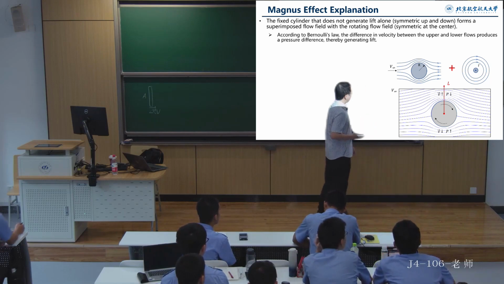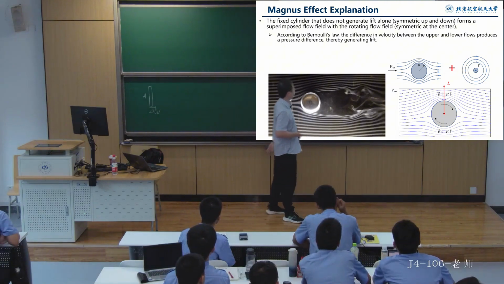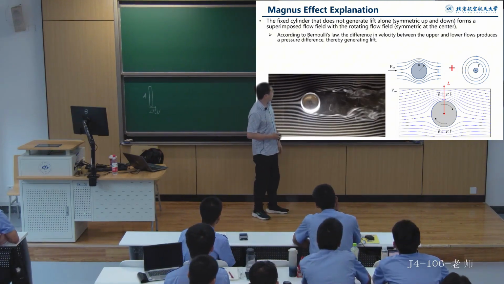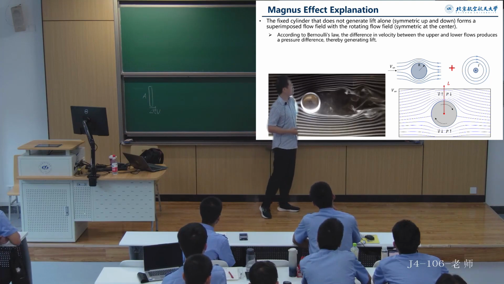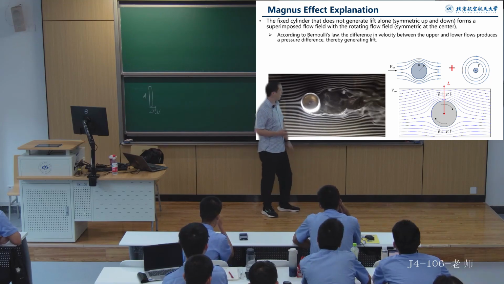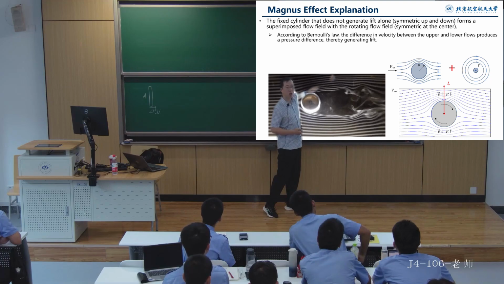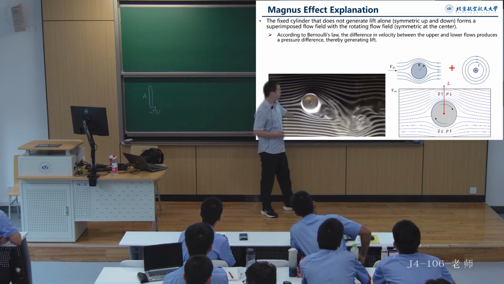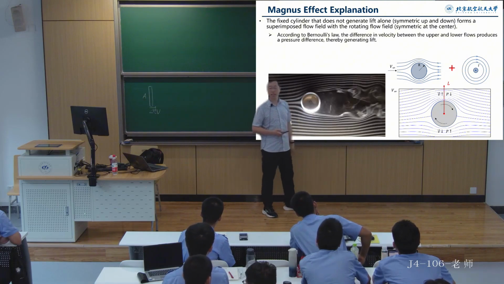In addition, regarding this, let's first take a look at this demonstration. Initially, when it is not rotating, it is a symmetrical flow, right? Once it starts rotating, we can see what happens above. The smoke streamlines converge, correct? The distance between the smoke streamlines below widens, so the pressure below is greater and the pressure above is less, resulting in the generation of lift.